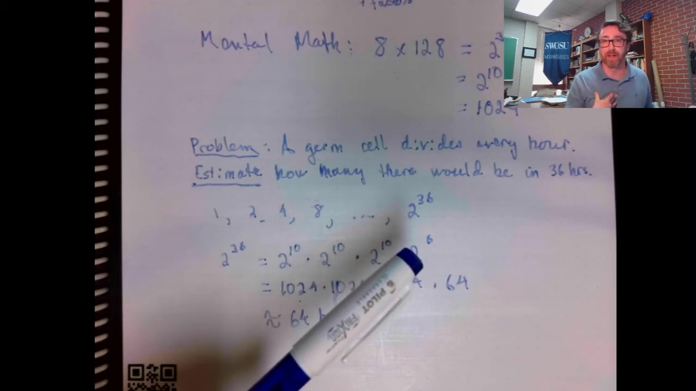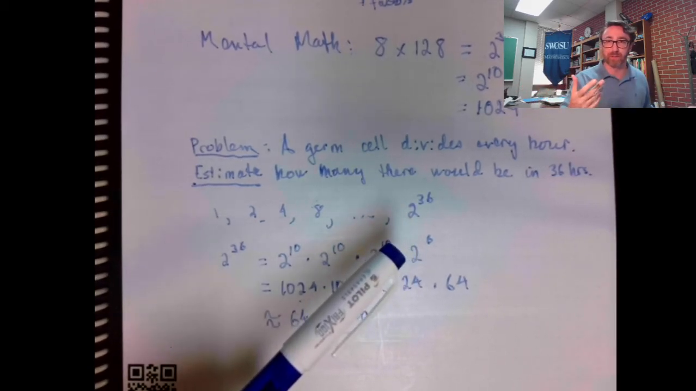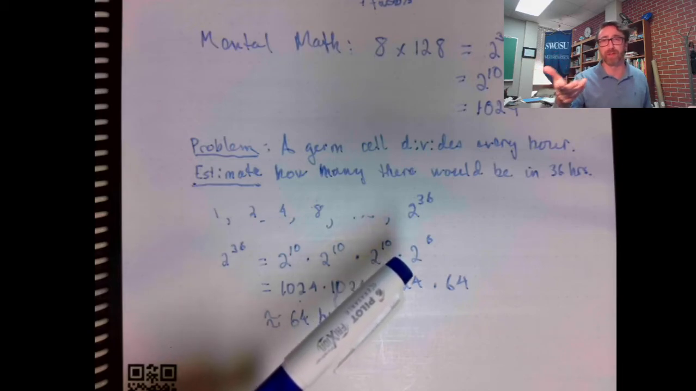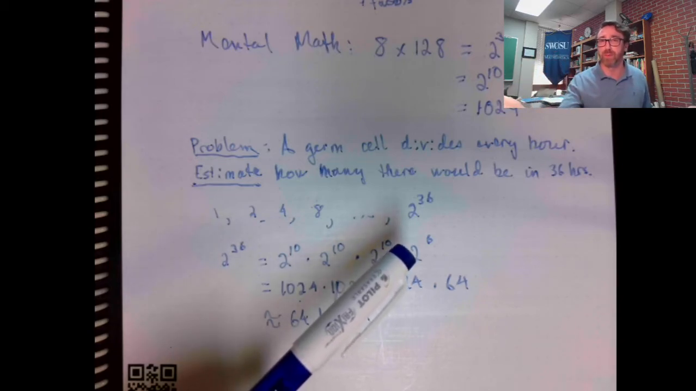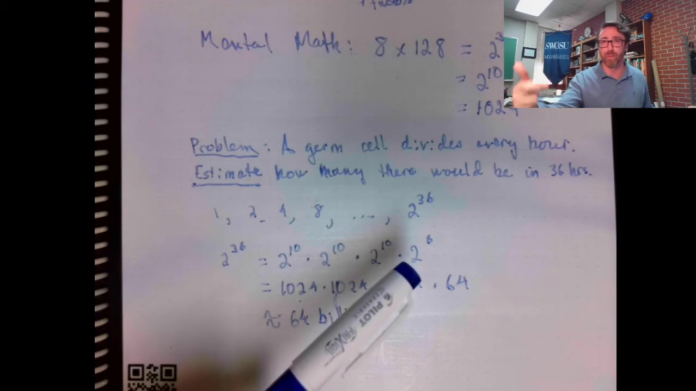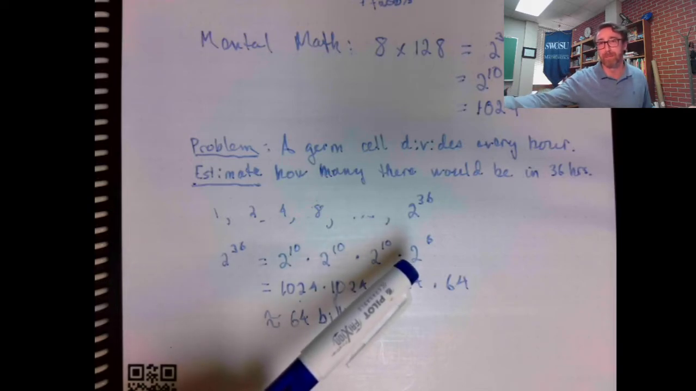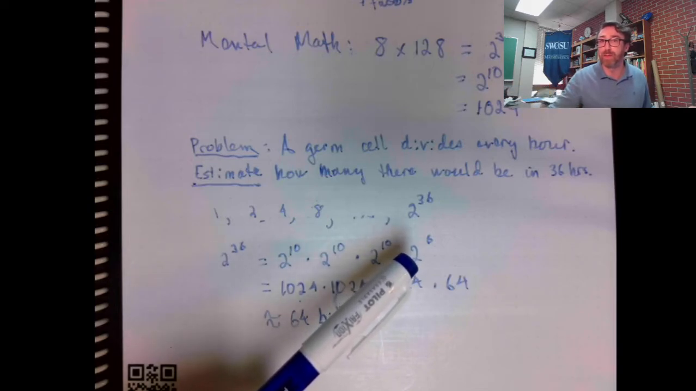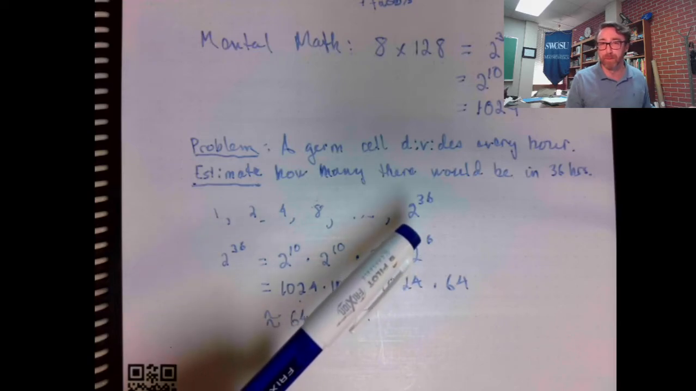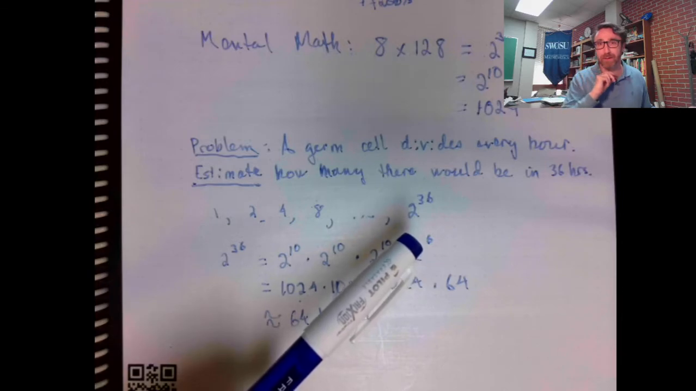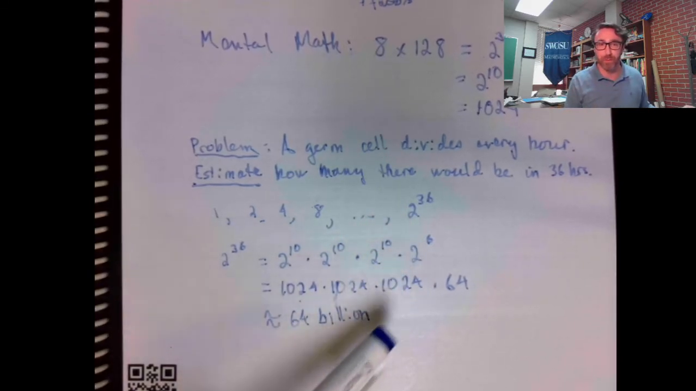Now, I don't know what 2 to the 36 is. I remember my powers of 2 up to like 2 to the 10, which is 1024. Right? I know 2, 4, 8, 16, 32, 64, 128, 256, 512, 1024. I guess 2 to the 11 is 2048. You kind of get that one for free. But I have no idea what 2 to the 36 is, and it would be difficult to do that mentally for sure.